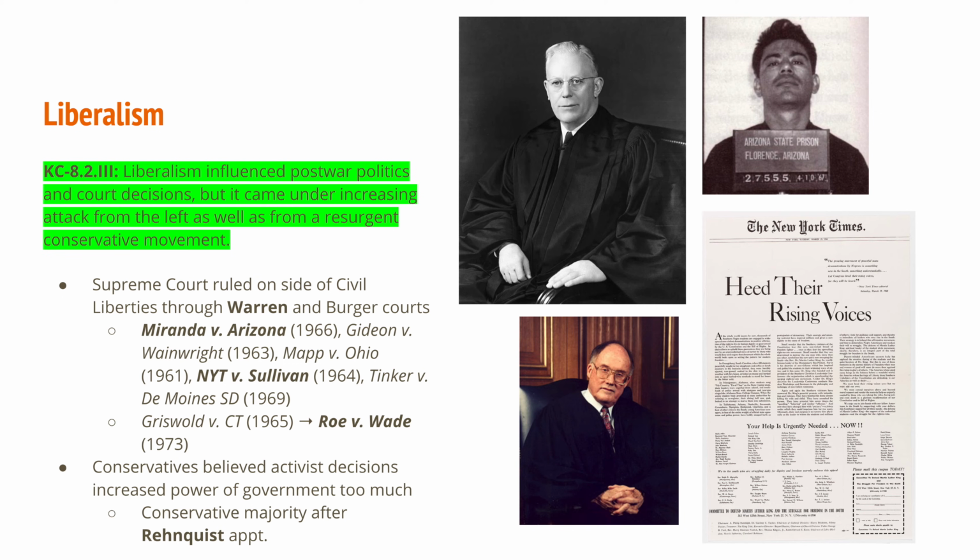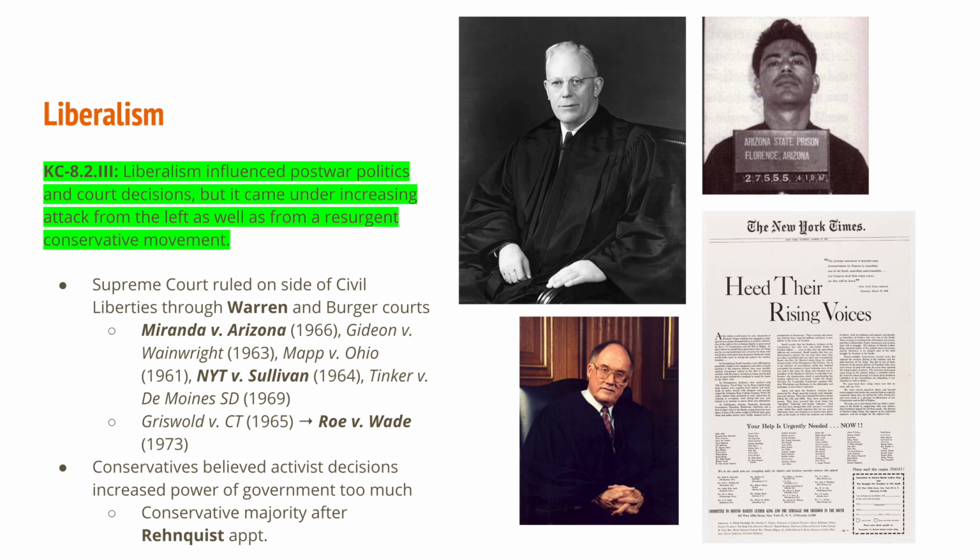We also have Griswold versus Connecticut, which says that there is a penumbra or shadow of a right to privacy within the Bill of Rights, and then that's going to later expand into the 1973 case, Roe versus Wade, which is going to say that the right to get an abortion by a woman is between her and her doctor, and so the federal government does not have a place in that conversation.